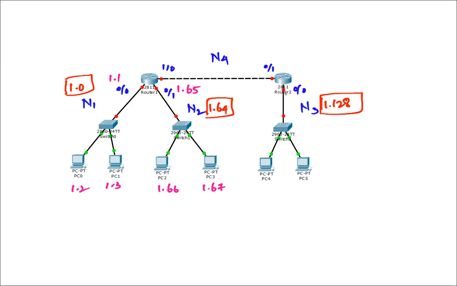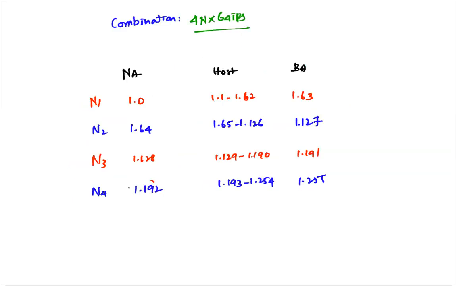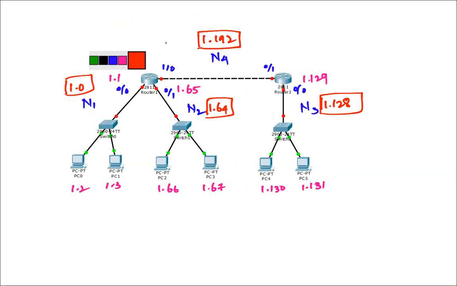We'll have it over here. And then here it's going to be 1.129. If the network address is 1.128, the first IP is 1.129, right? 1.129, 1.130, 1.131. Okay, here we're going to have 1.192, the last network address, 1.192. And we're going to have 1.193 and then 1.194. Okay. So this is what the IP address designing is, guys.